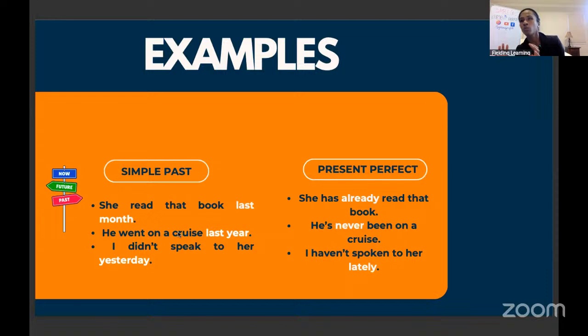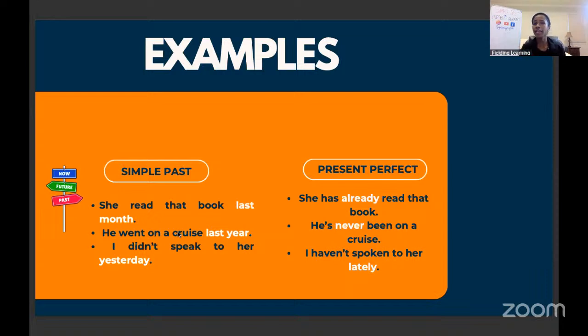Oh, also, one thing that I want you to understand is that we have contractions for the present perfect. So if I say I have already eaten today, I could say I've already eaten. You see? So you can use the contraction as well.